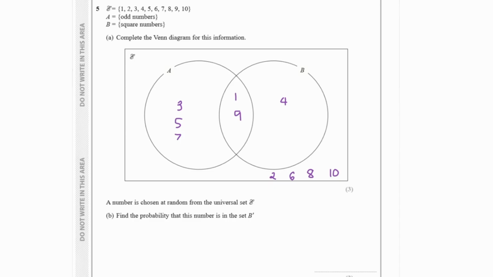Part B says, a number is chosen at random from the universal set. Find the probability that this number is in the set B apostrophe, which means not in set B.